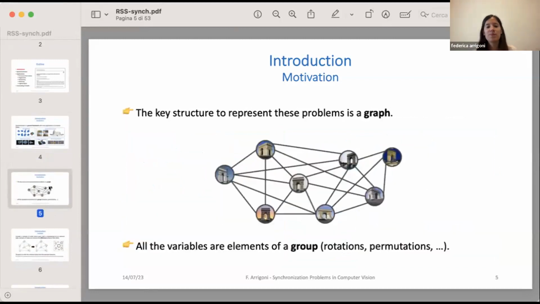First of all, these problems can be represented as a graph. Of course, depending on the problem, the nodes will represent different things like images, point clouds, and so on. But in all these problems, the key thing is that these nodes are in relation, and these will be represented by some transformations that are in particular elements of a group. In particular, we will see rotations, permutations, and other groups that can represent many problems in computer vision.